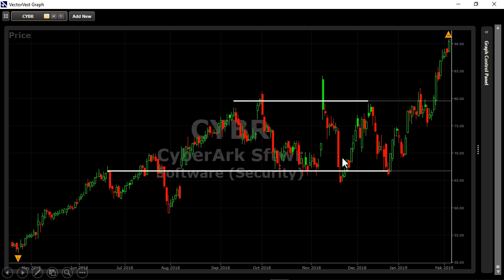Number one, let's talk about the buying opportunities. There are two buying opportunities when using support and resistance. If you see price hitting support and bouncing off of it, that's a bullish sign. Typically, price will continue to rise until at least the next resistance level. So when price bounces off support, that's a buying opportunity.